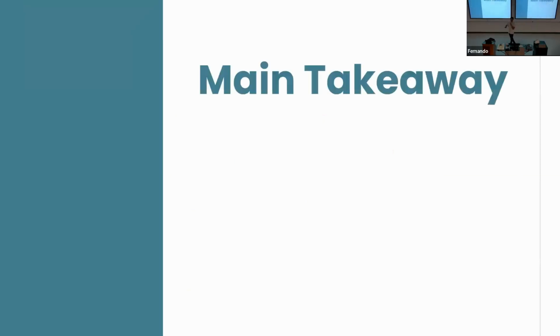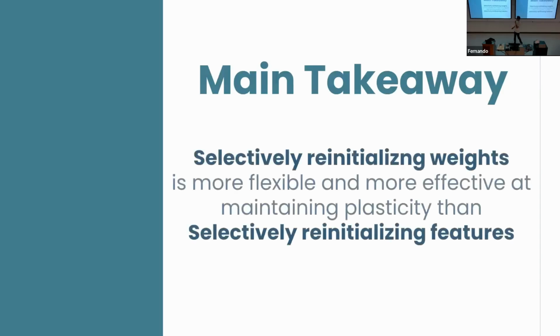Okay, and I'm just going to jump straight away to the main takeaway of the talk. And that is that selectively reinitializing weights is more flexible and more effective at maintaining plasticity than selectively reinitializing features. Now, this is still a little bit vague, so I'm going to give you more details throughout the talk. But if you want to zone out for the next hour, this is the only thing that you need to remember.